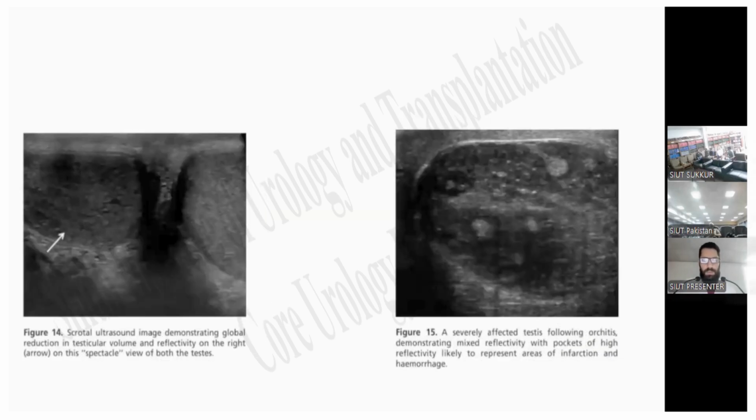The first image shows the scrotal ultrasound of smaller testes, and the second image shows multiple reflective areas or mixed reflectivity of the testes following infection that causes orchitis.